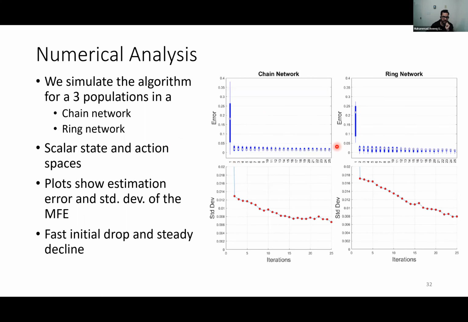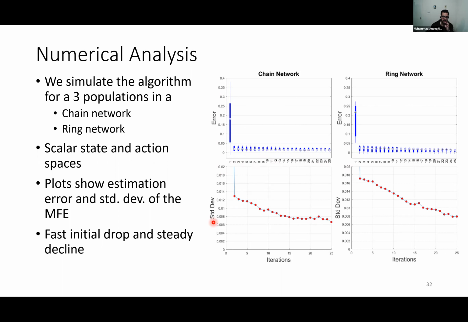So if you can see the error for the chain and the ring network both, we saw a fast initial decrease in error. So this is the iteration of the outer loop. And in the inner loop, there will also be multiple iterations going on. So the error decreases very fast in the first iteration, and then from then on, there's a steady decline in the error, and also the standard deviation.